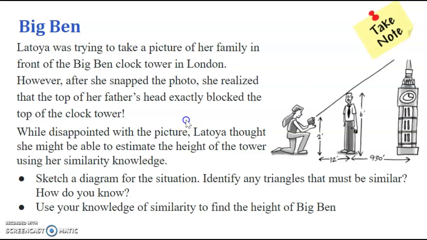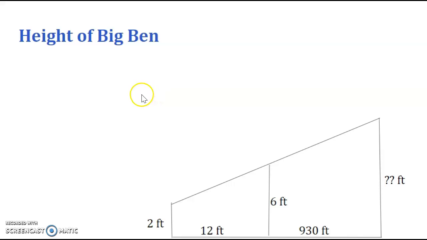And you should be taking notes, please. Okay, so here we go. Height of Big Ben. This is the picture of the situation. This is the height that we are wanting to know. That's the question mark feet. This is how tall Latoya's dad was. And this is how high the camera was angled. Okay, it wasn't at ground. It was 2 feet above the ground. We know that the distance from the camera to her father was 12 feet. And we know that the distance from the father to the building was 930 feet.